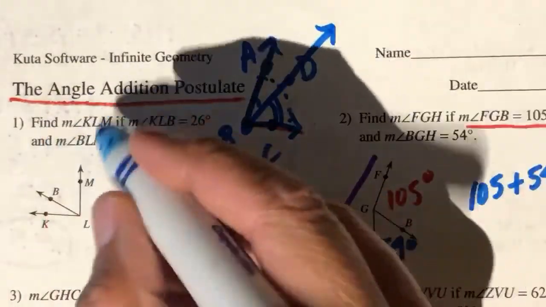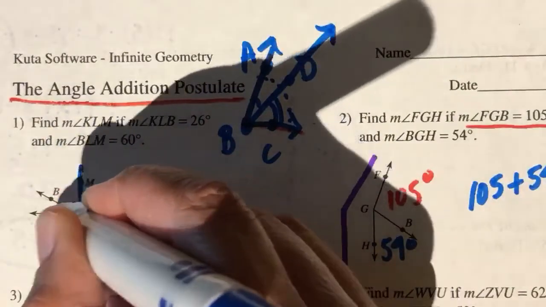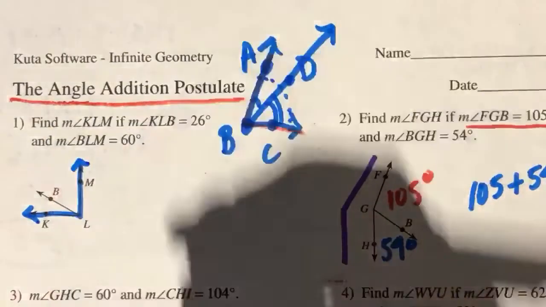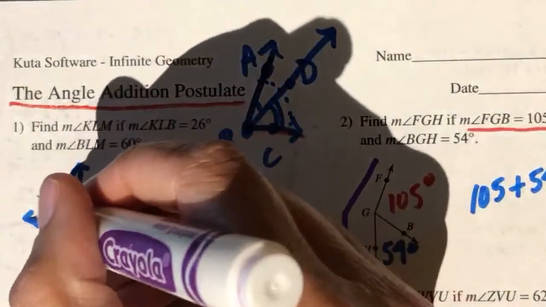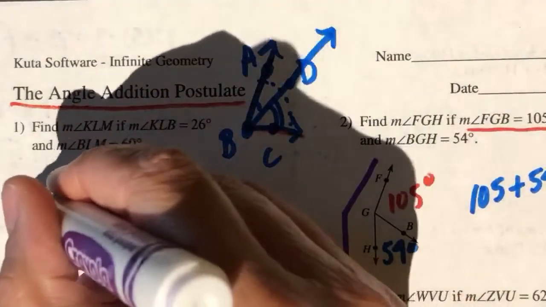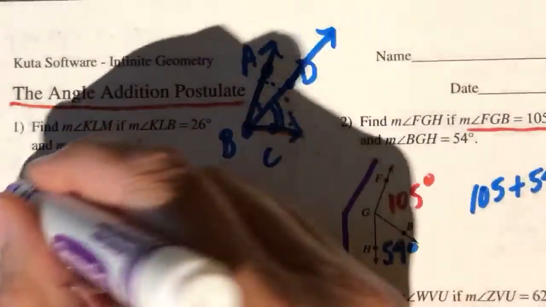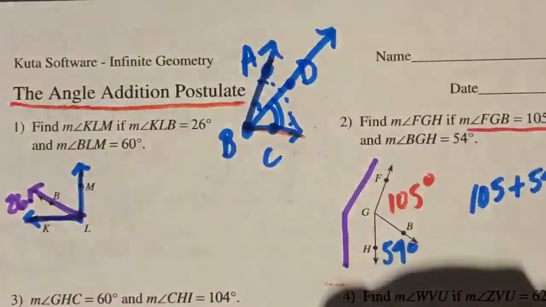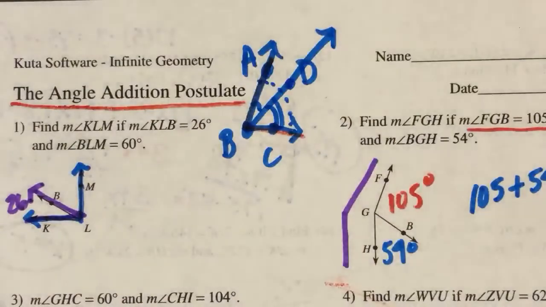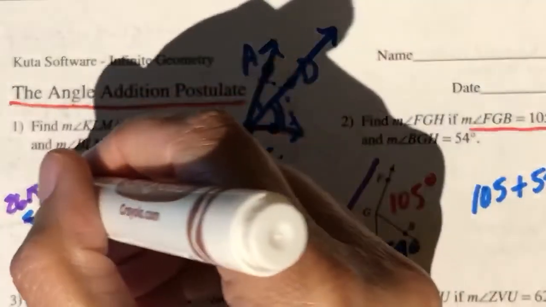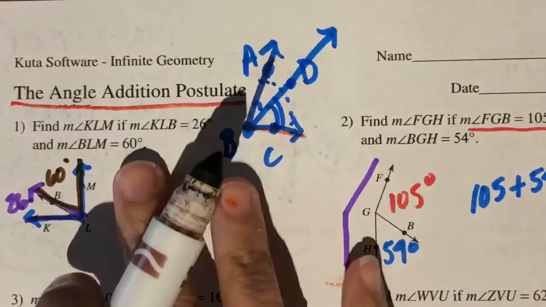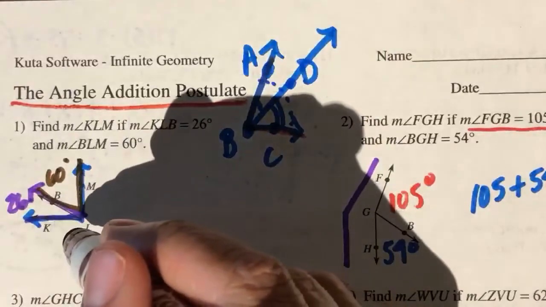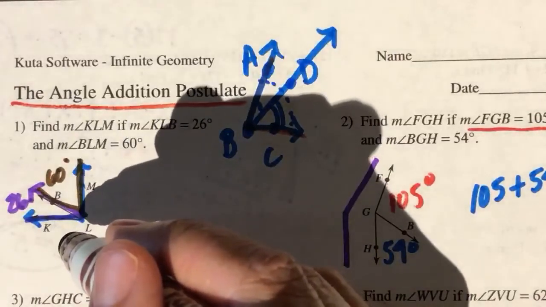Okay, so the first one says, what is the measure of KLM? That's this one in blue. That's KLM. What is the measure of KLM if KLB, this one, has a measure of 26 degrees, and the measure of BLM is 60 degrees? So basically it's asking you, what's the measure of the big guy, knowing the measurements of the two smaller ones.